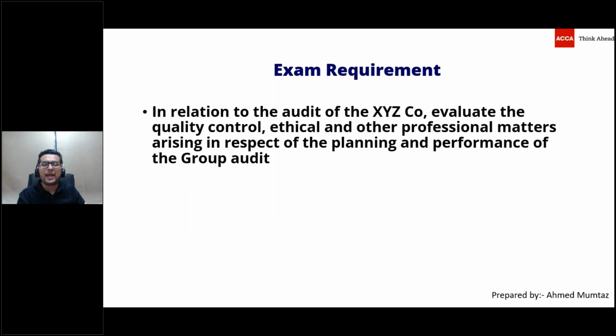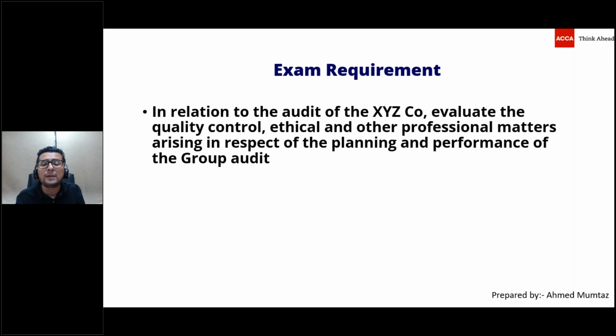I've not explored the quality control as yet. What about the exam requirement? The examiner would come up, and almost in every attempt, this is the exam requirement which is available in every attempt. What the exam requirement would be in relation to the audit of, let's say, XYZ company. You as a student, you as an auditor, you as an audit manager, maybe you as a quality control reviewer, you need to evaluate the quality control. I'll explain what quality control means later on.